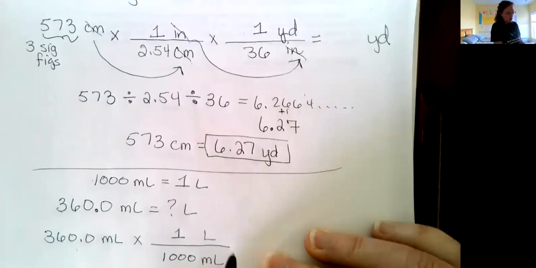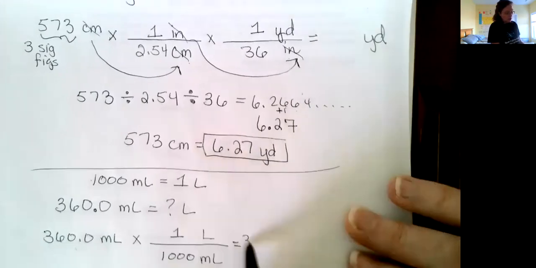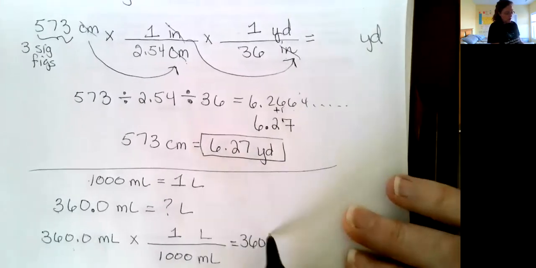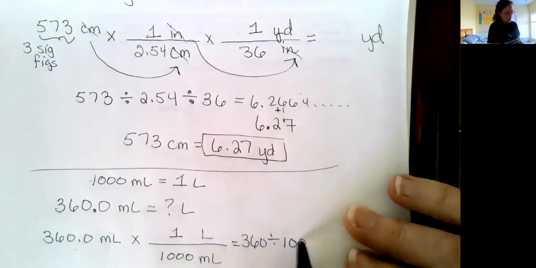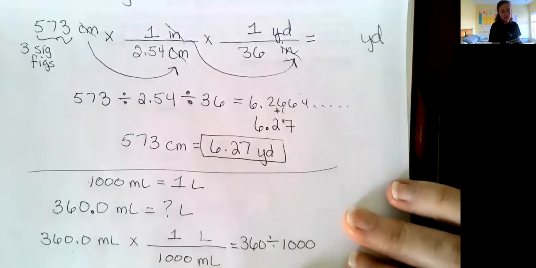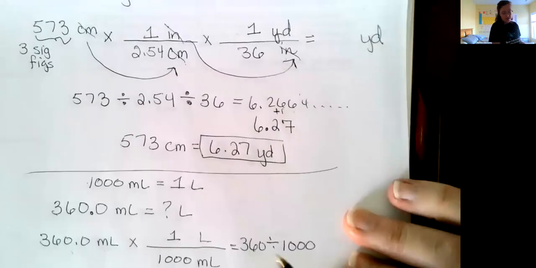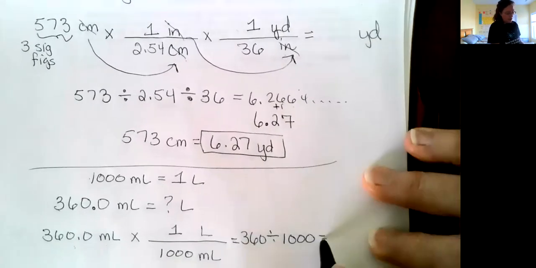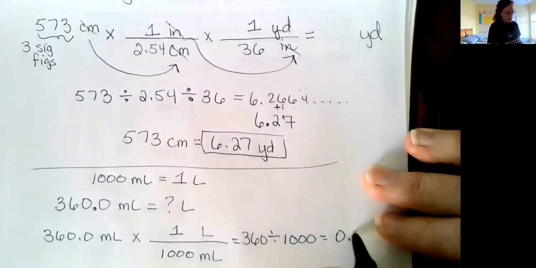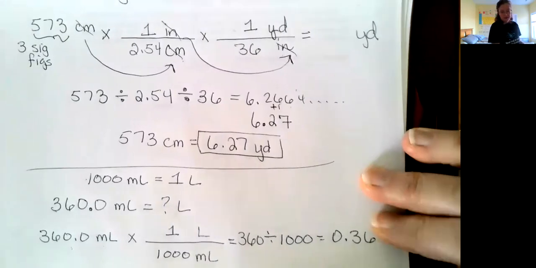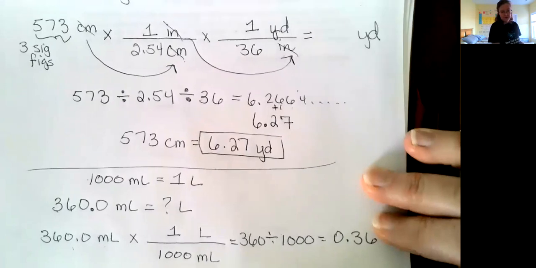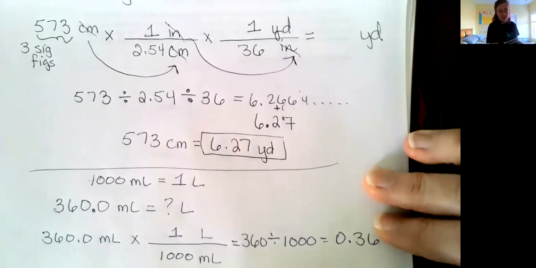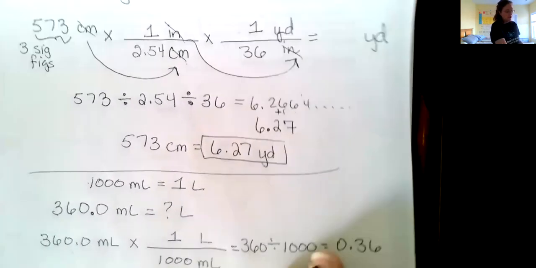In my calculator, I'll probably just do 360 divided by 1,000 because I don't need to put in 0.0. It's not necessary. What that's going to give me on my calculator is 0.36. My calculator doesn't do scientific notation. So let's see what we're going to do with this. Let me recopy that for a second.